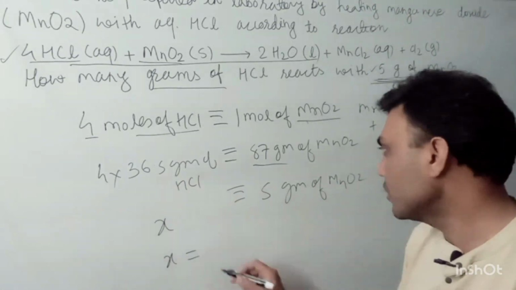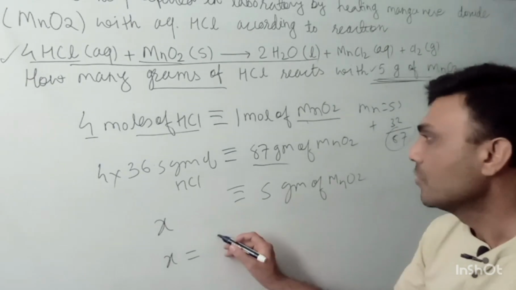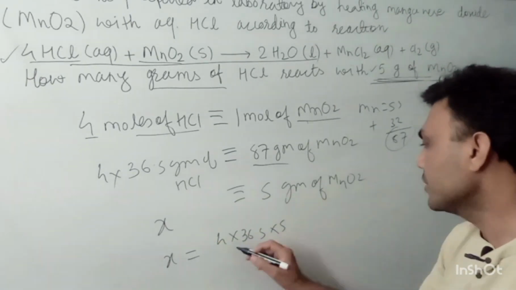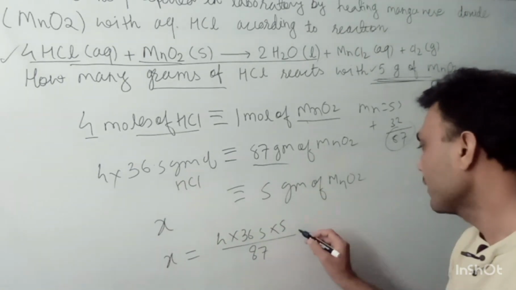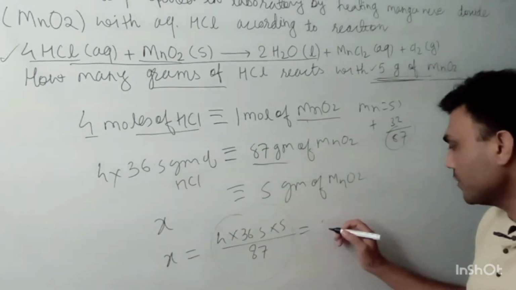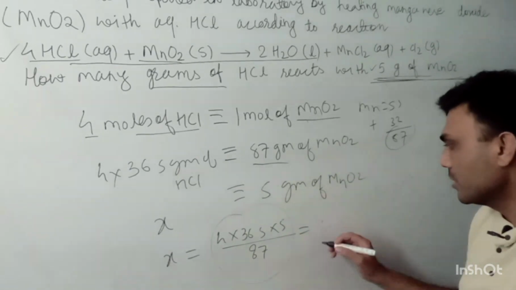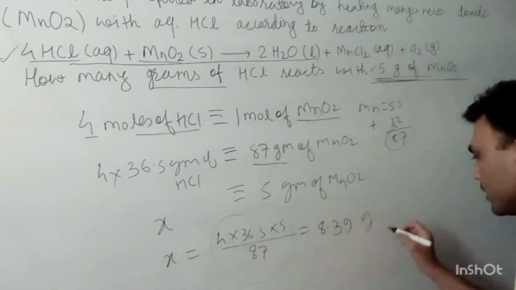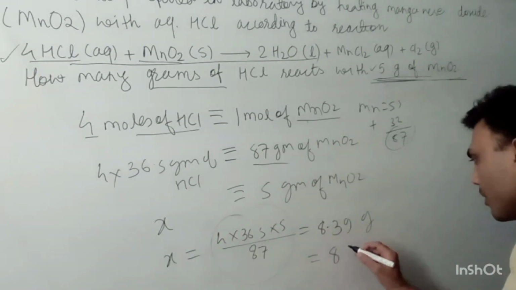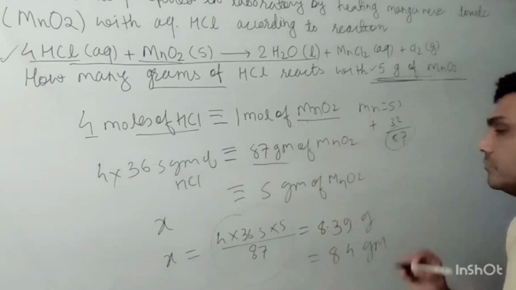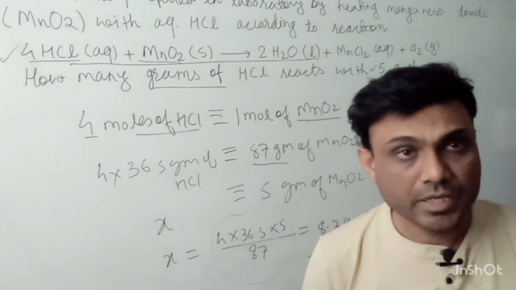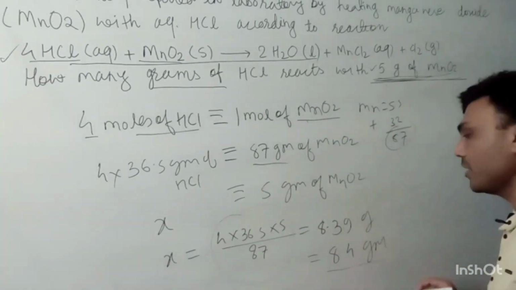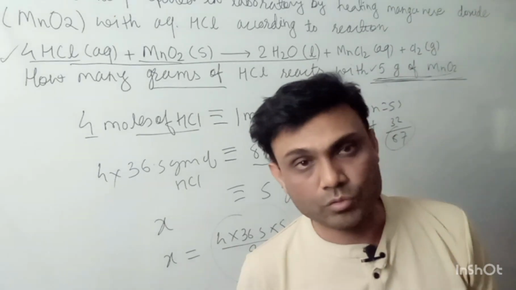So X is equal to, do cross multiplication, 4 into 36.5 into 5 divided by 87. If we calculate all these things, then we will have the answer 8.39 gram. That is equivalent to 8.4 gram. ठीक है, इसका मतलब है कि 5 gram of MnO2 will react with 8.4 gram of HCl. So this is the answer.